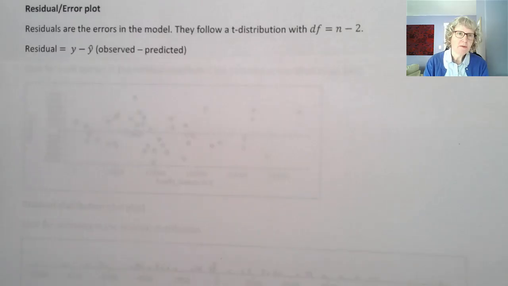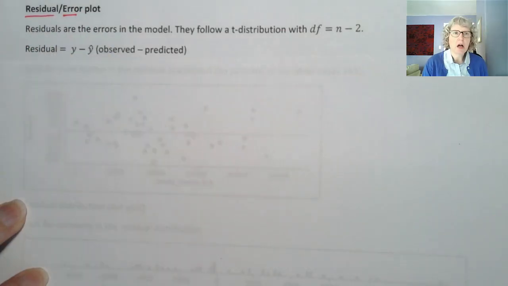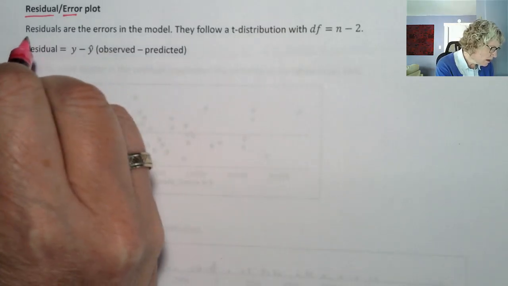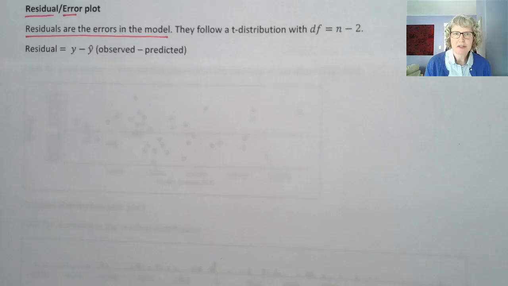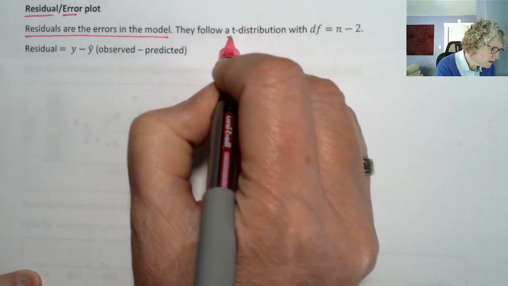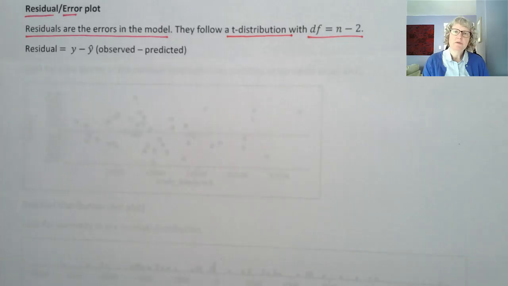So first we need to talk about what residuals are, okay? Residual or error, and we're going to see these on a plot. Residuals are the errors in the model. Now, remember, error doesn't mean someone did anything wrong. It's just essentially variation. These residuals follow a t-distribution, so we're going to need this for our inference. The degrees of freedom are n-2, so we're subtracting 1 for the x and 1 for the y.